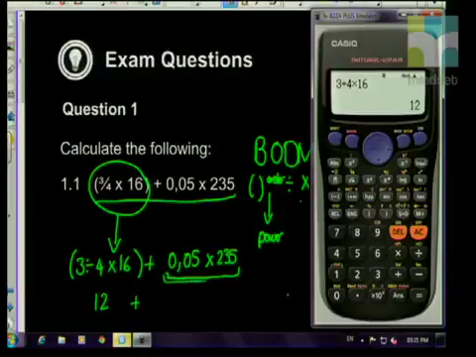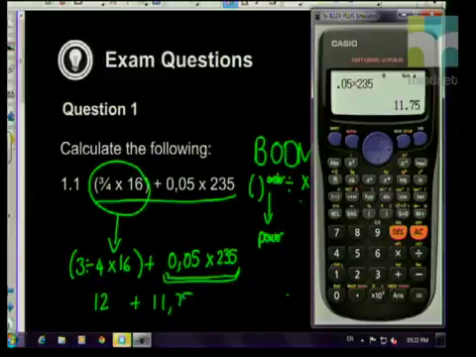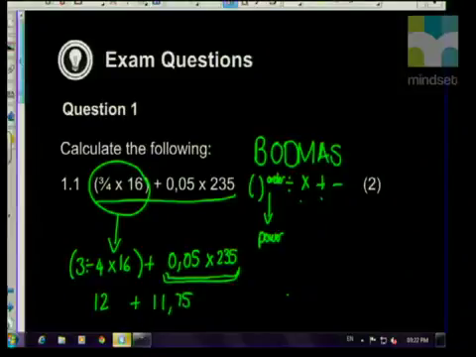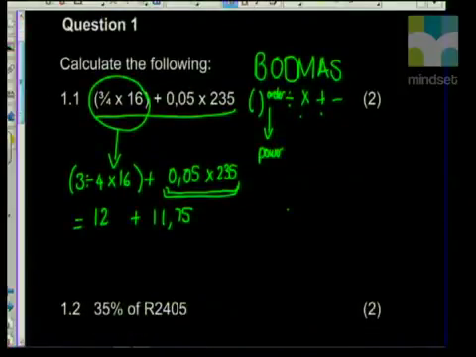And then I need to do this part. So I'm going to clear my calculator and do 0.05 times 235. And that doesn't give us a very nice answer, so I'm going to do it in decimal form, and that gives us 11,75. When I add these two together, if I add 12 and 11,75, I will get 23,75 as my final answer.